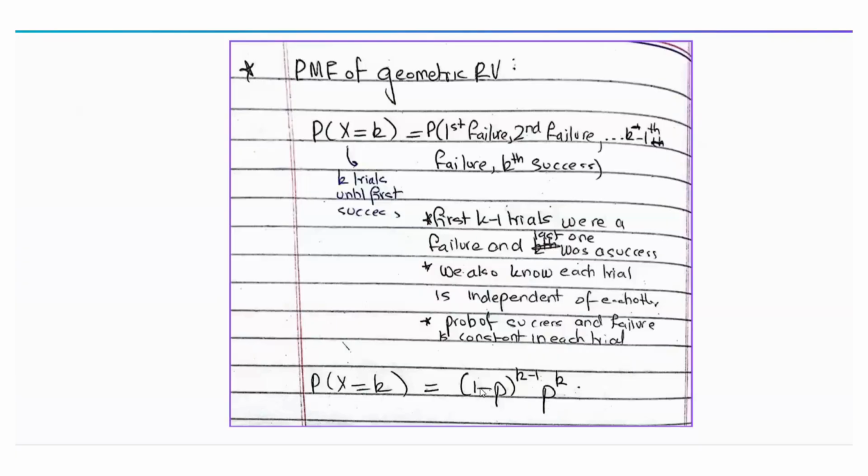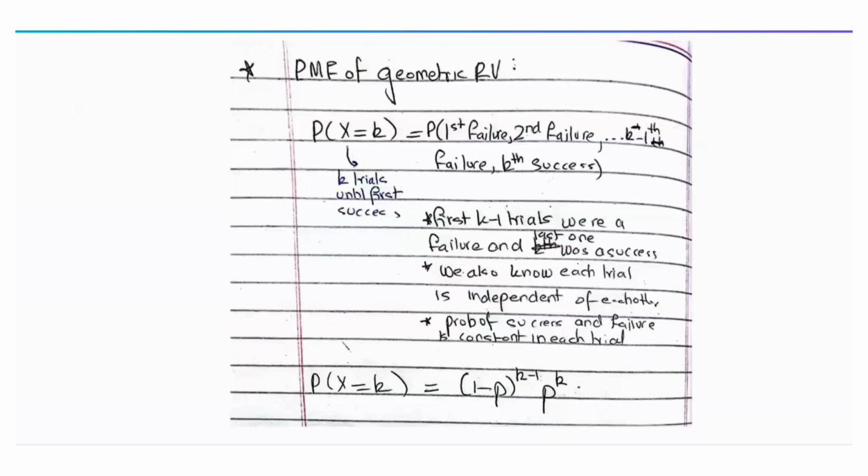Because the first k minus 1 are failure, so it's 1 minus p power k minus 1, and the kth trial is a success, only the last trial is a success, so we just multiply the probability that the last trial is success, which would be p. There won't be a power k. Here, this is a typo.